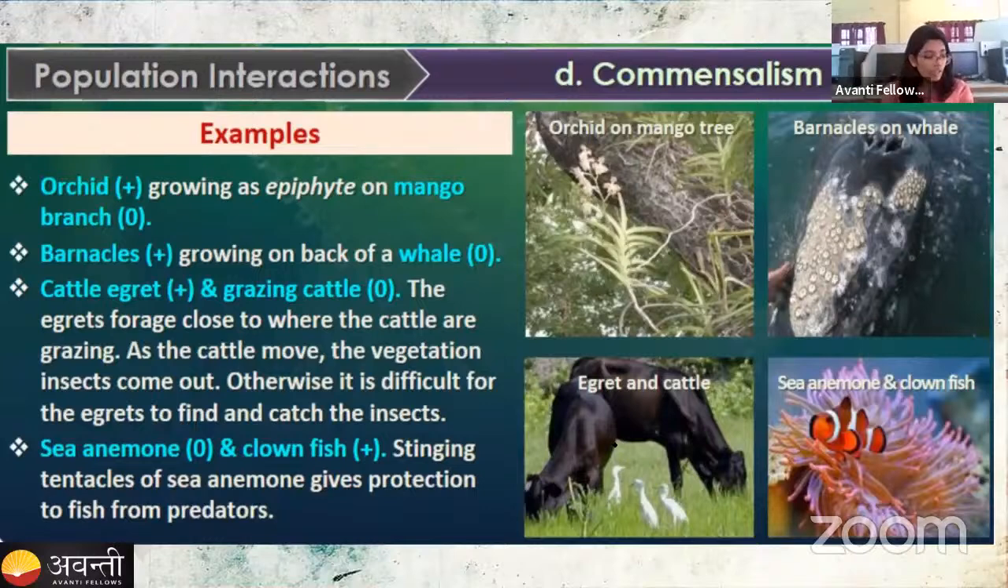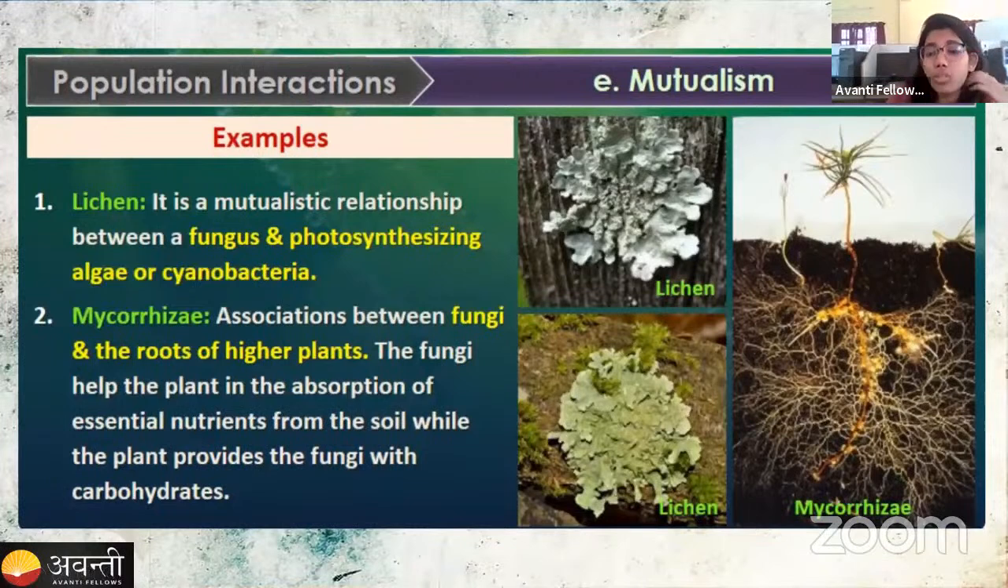So you might have observed, right? Wherever the cattle are walking, nearby you can see the egrets, which means what? If the cattle are walking, all the insects which are present in the grass will come out. So these egrets can eat those insects. This is how commensalism works between egrets and cattle. And sea anemone and clownfish also. Sea anemone will be giving a shelter to the clownfish. And mutualism, the best example is lichen, which you can see in the image, and also mycorrhiza, that is a fungus which is associated with the higher plant roots.